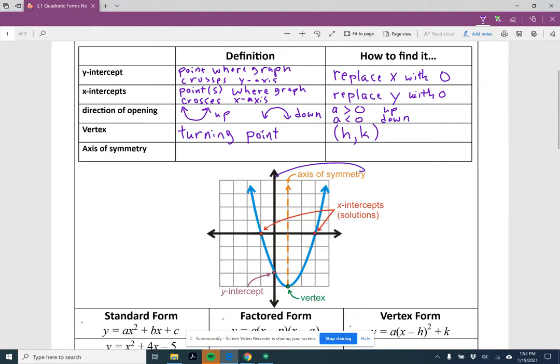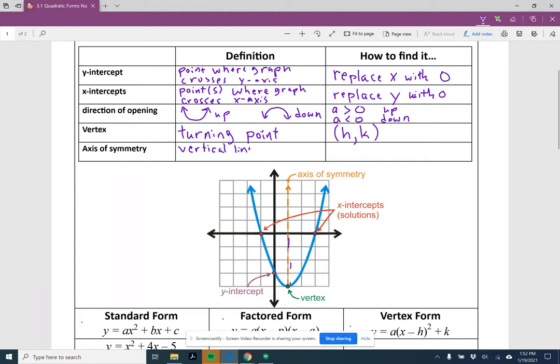The axis of symmetry. Okay, looking at this graph again. The axis of symmetry, here it is. They drew a dashed line because it's just a reference. That axis of symmetry is a reflection line. If we take a point on one side of the axis of symmetry and we reflect it across, it will have a partner on the other side. So the axis of symmetry, notice it is a line. It is always a vertical line through the vertex.